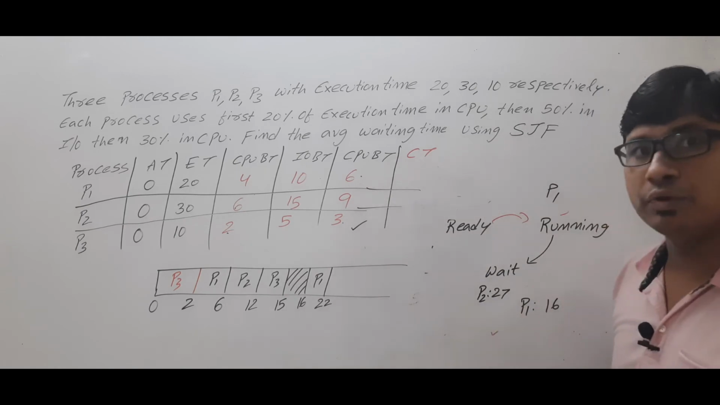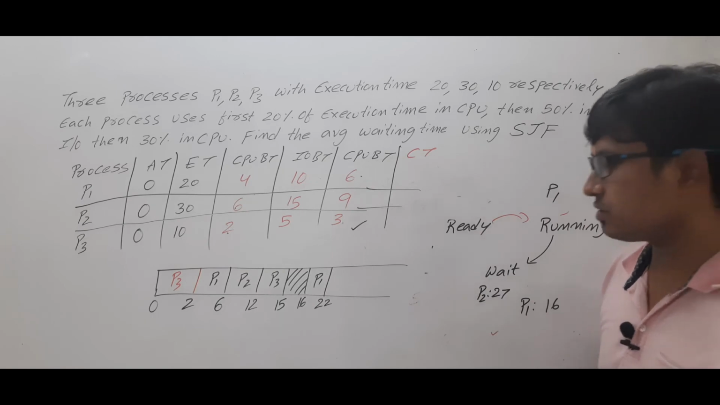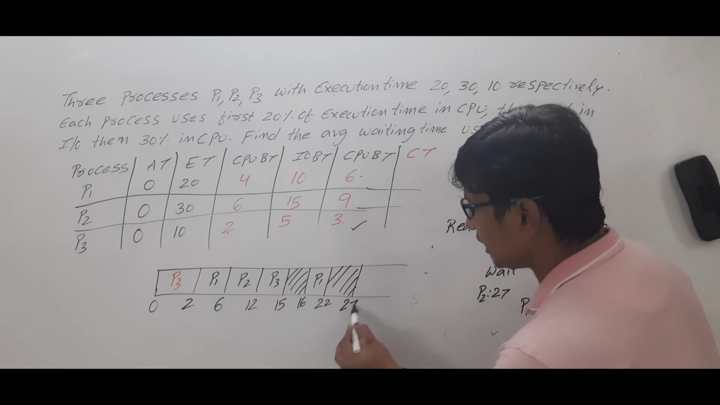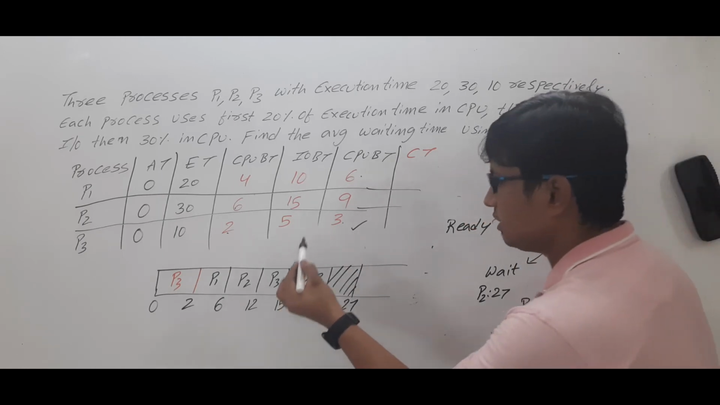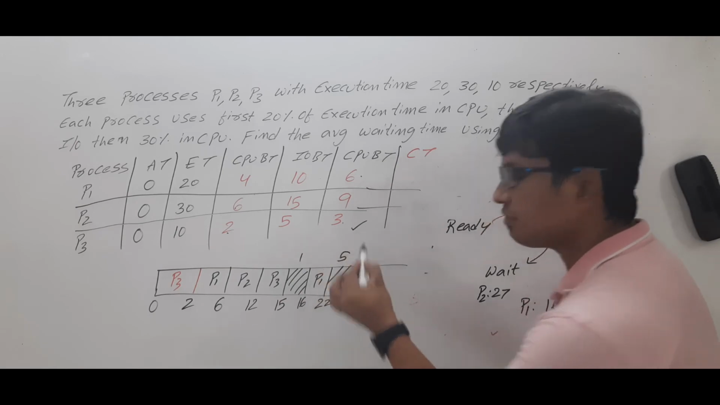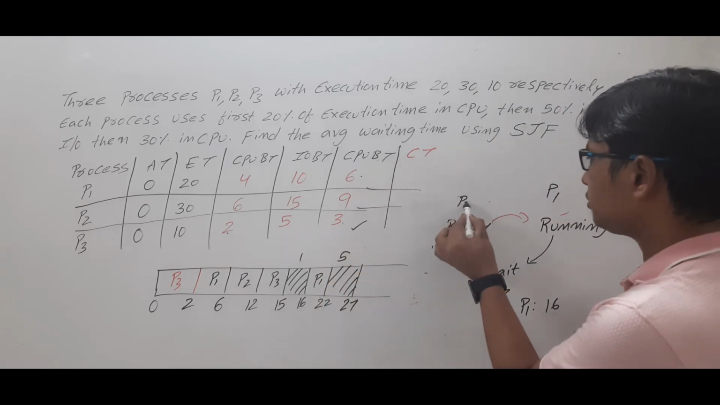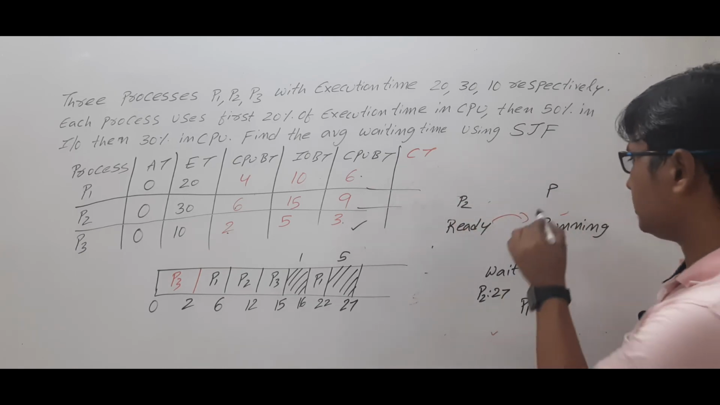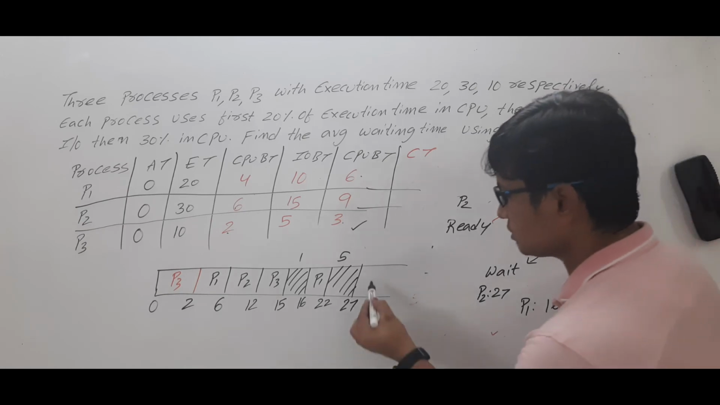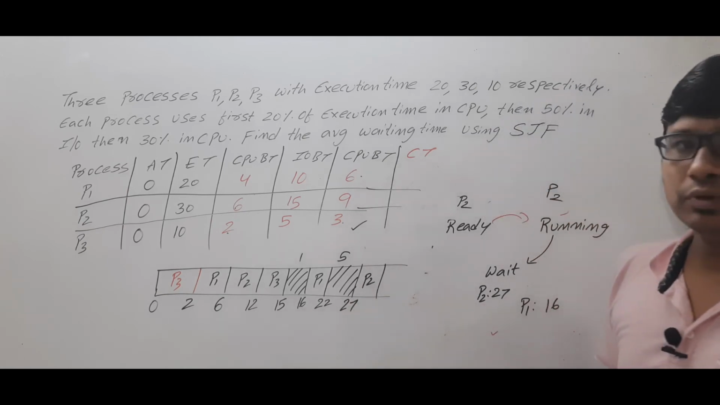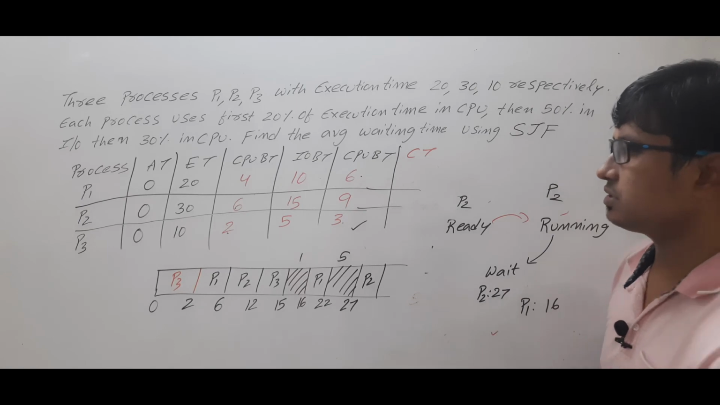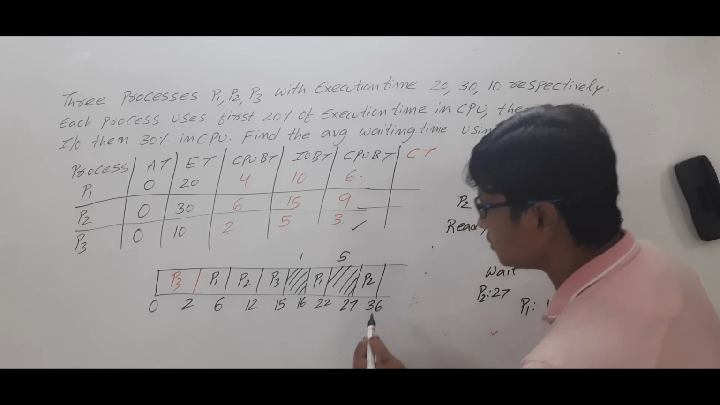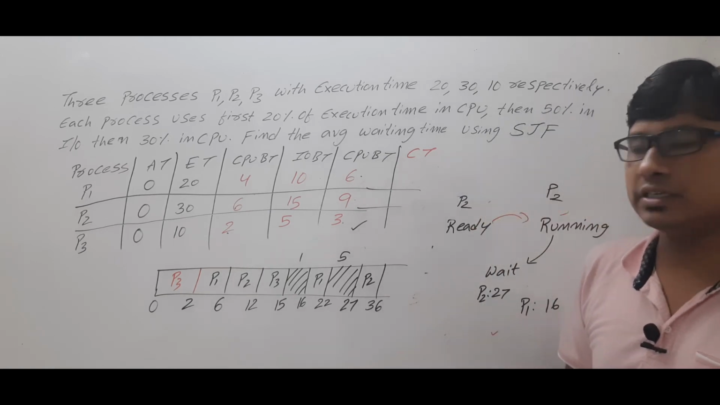However, process P2 will come to the ready state at 27 units of time. So, the CPU is idle for 5 units of time. Here it was idle for 1 unit and here it is idle for 5 units. So, process P2 will come to the ready state at 27 units. As only one process is there, it will be sent to the running state. Process P2 will come to the running state at 27 units of time and it needs 9 units of time. So, at 36 units of time, process P2 will complete its task.